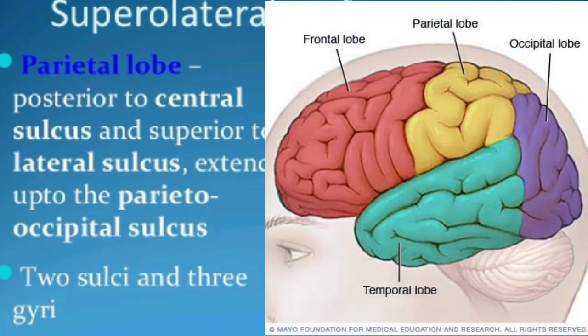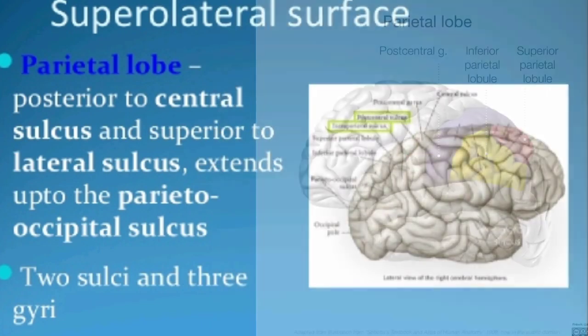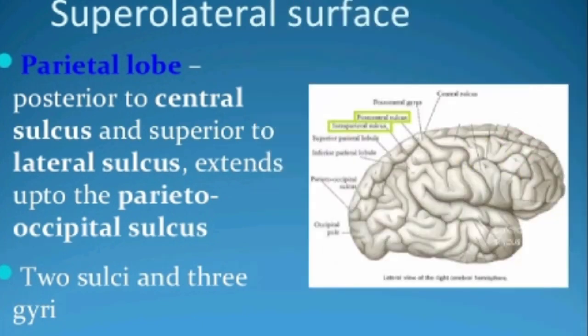Now let's see another important lobe, that is parietal lobe. It is posterior to the central sulcus and superior to the lateral sulcus, and extends up to the parieto-occipital sulcus. It has 2 sulci and 3 gyri. The 2 sulci are the post-central sulcus and intraparietal sulcus. And the 3 gyri include post-central gyrus, superior parietal lobule and inferior parietal lobule.